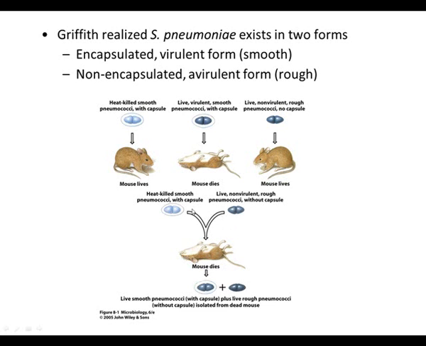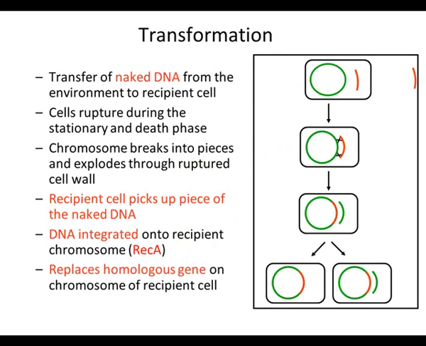In fact, he could just take the heat-killed wild-type, or virulent form, extract the DNA, and mix the DNA with the non-virulent form, and he could recover the virulent form again that would kill the mouse. So what is going on is that the avirulent bacteria is taking up the DNA.